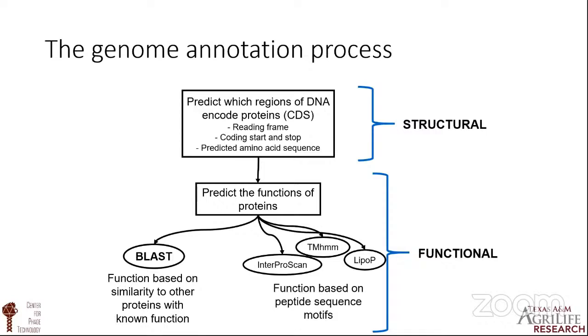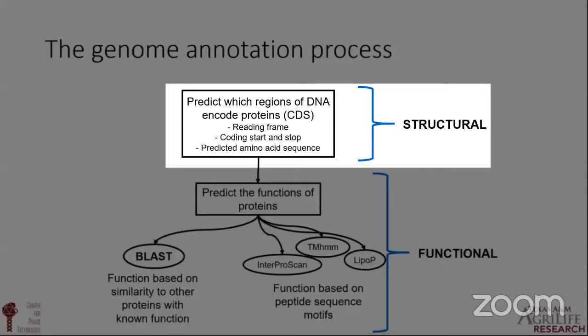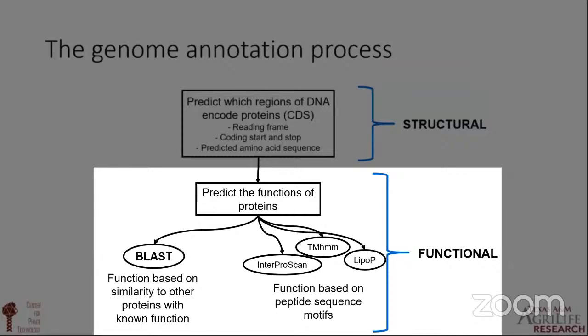The CPT's phage genome annotation process divides annotation into two major steps. First, structural annotation will predict the locations of protein coding genes, tRNAs, and transcriptional terminators. The functional workflow analyzes the protein coding genes identified during structural annotation to determine their function by a combination of similarity and conserved domain searches.